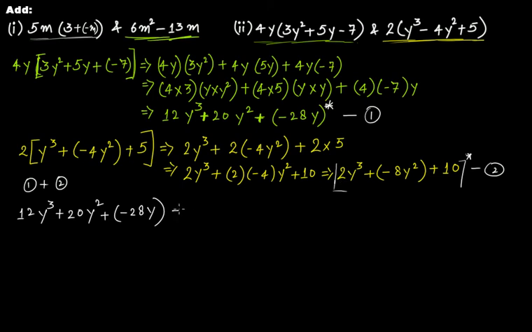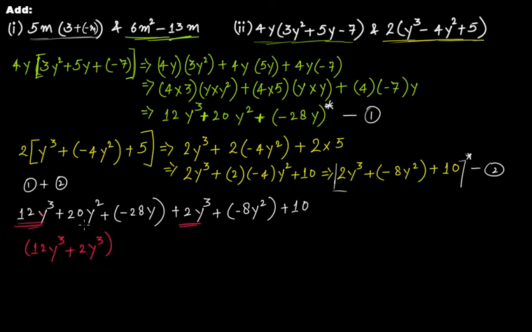Then you have this plus 2y cubed plus minus 8y squared plus 10. Now if you look at this term and this term, these two are like terms because here you have y cubed, here also you have y cubed, that is the same algebraic factor. So add them together, 12y cubed plus 2y cubed.